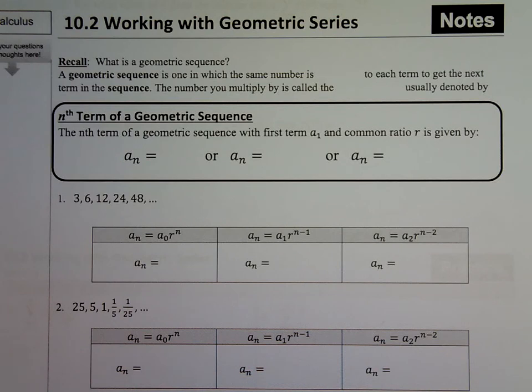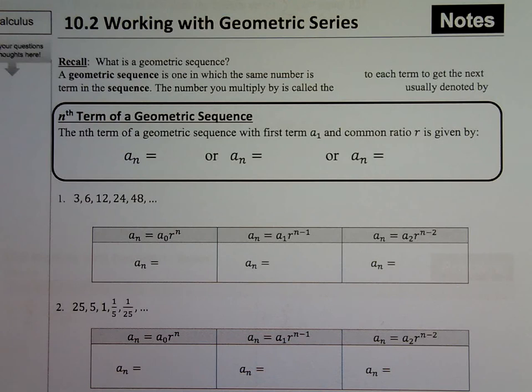So my BC kids, here comes section 10.2, working with geometric series. Now back in the days of series, this is again a pre-calc topic that we don't get into very much here at our school, but nonetheless there's arithmetic series and geometric series. You might have seen it in Algebra 2.